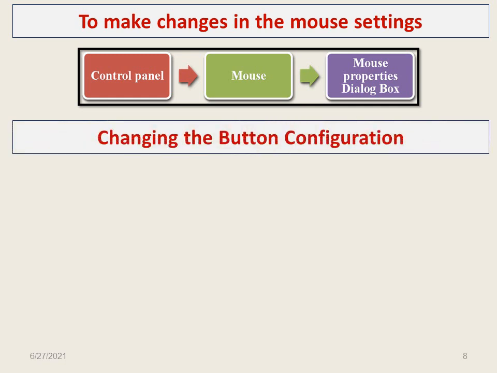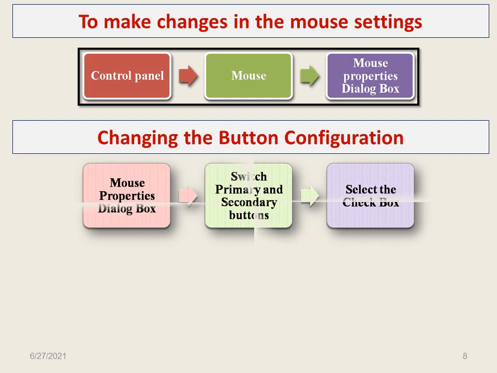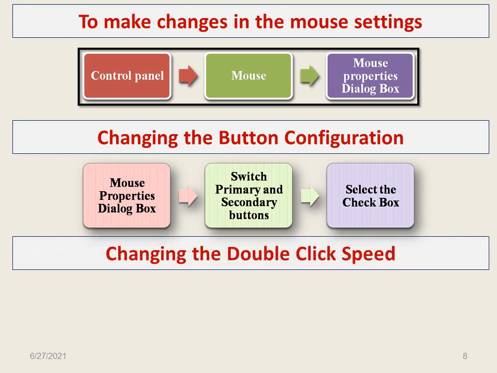Next, changing the button configuration. If you are a right-handed person, do not select the switch primary and secondary button check box. Then first click on the mouse property dialog box and then click on the switch primary and secondary button and then select the check box. Then next is how to change the double click speed.